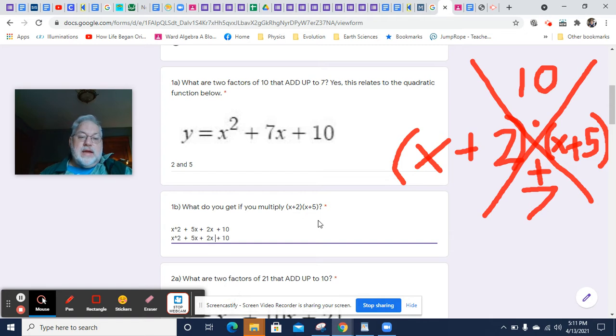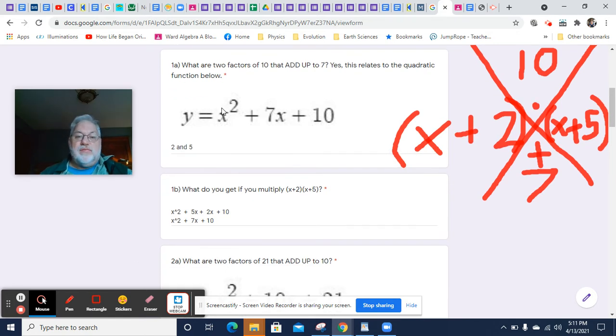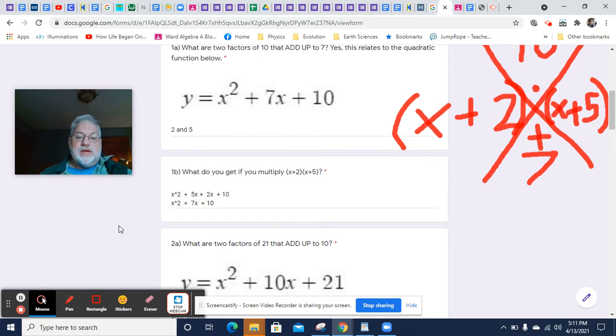And now we can combine 5x and 2x. If you have 5 x's and you have 2 more, you have 7 x's. And that's exactly what we got up there. So that's pretty neat. This is a way that you can go in the opposite direction of multiplication. You can unpack this equation and figure out what the factors were that got it.